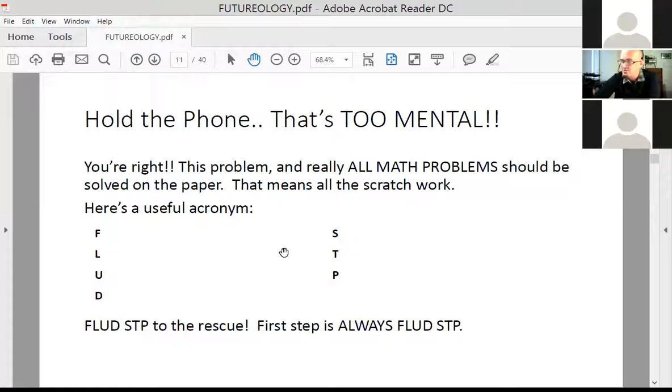The way that I teach my students to think about math questions is to use the FLUD STEP. So I'm going to explain what these different pieces mean, but this is the acronym that I share with my students to get them to figure out how to attempt math questions.